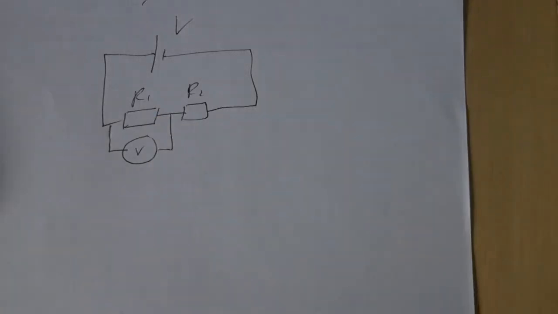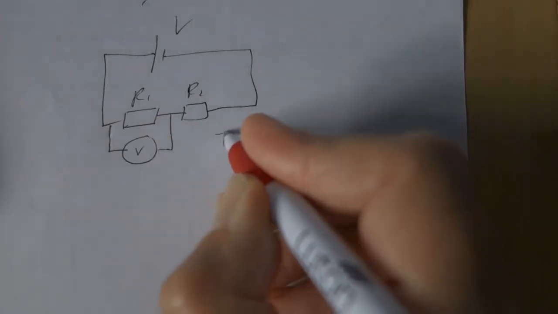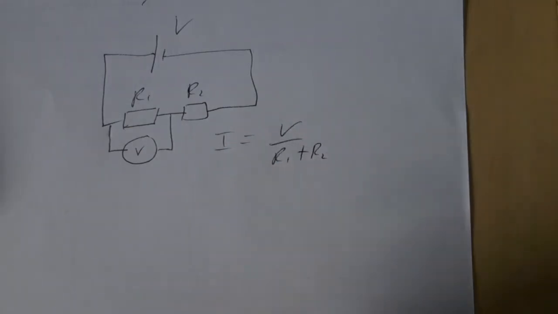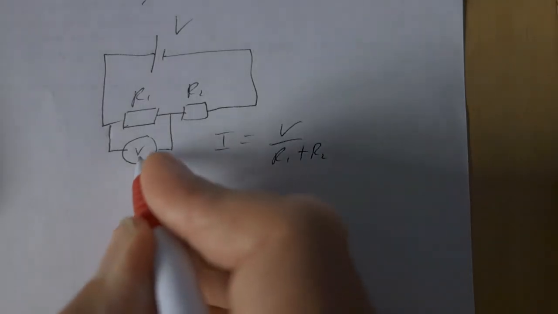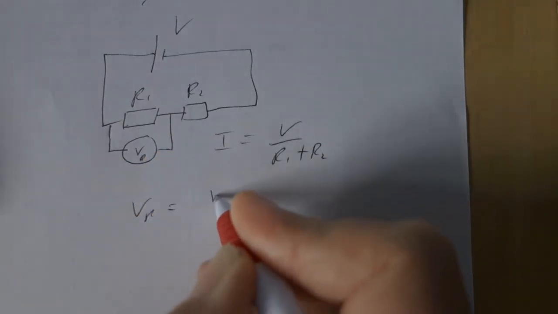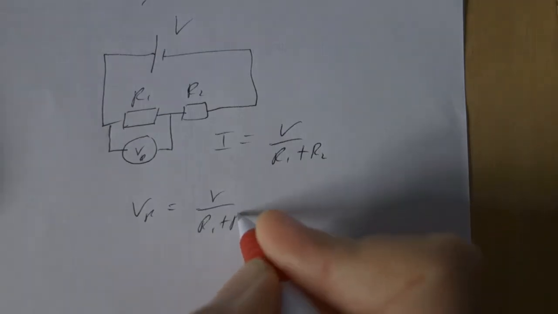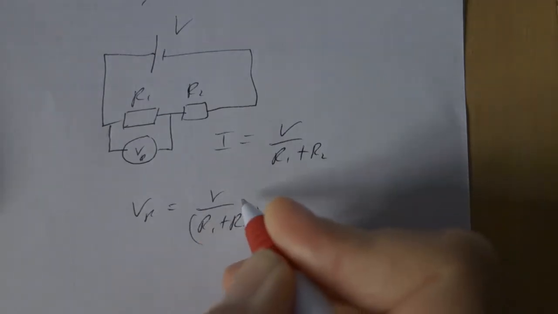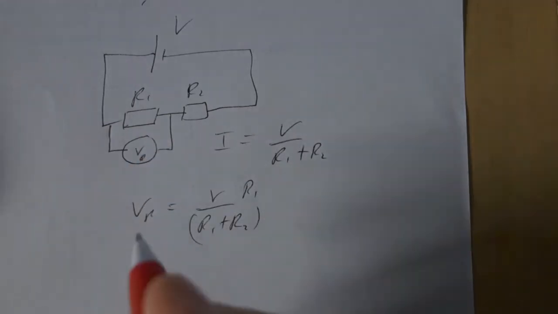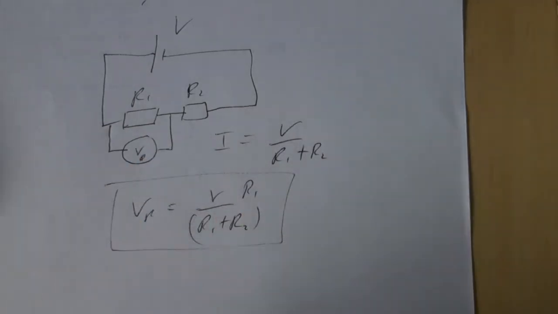So we can do exactly what I did before. The current in the circuit is V divided by R1 plus R2. That voltage reading there is simply the current multiplied by the resistance, and that's sometimes called the potential divider equation.